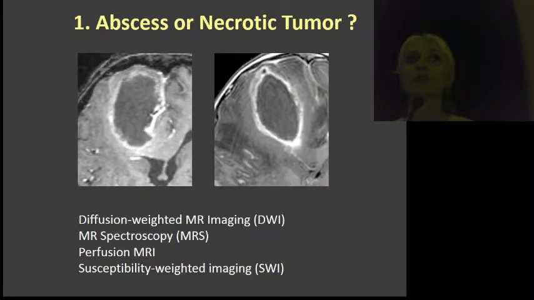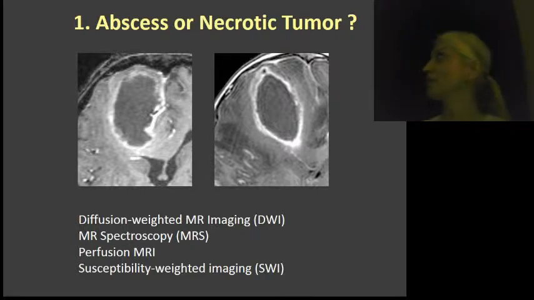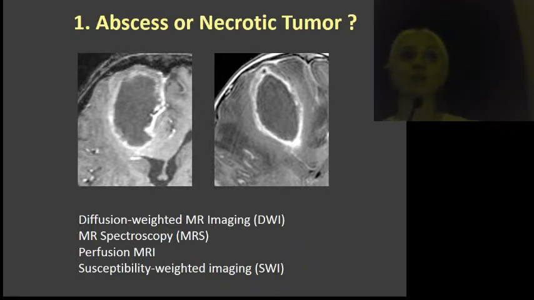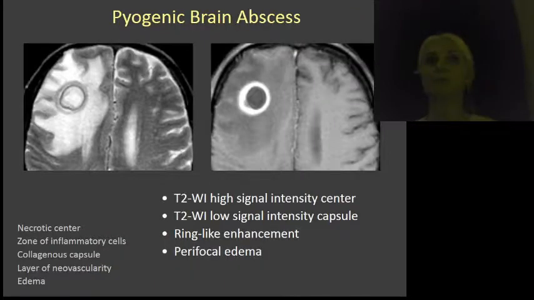So let us start with the very first question. Is this ring-enhancing lesion an abscess or a necrotic tumor? You have 4 different techniques which you can use to answer this question, or if you're doing a very long MR protocol, all 4. Either you use diffusion, which I always say is the cheapest, the shortest and the easiest one, or spectroscopy, which is certainly complicated, perfusion, or even SWI. Let us look one by one.